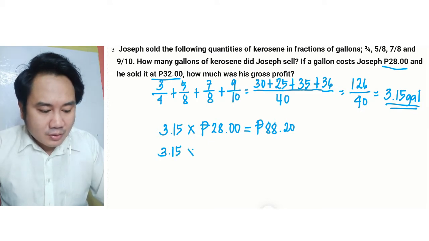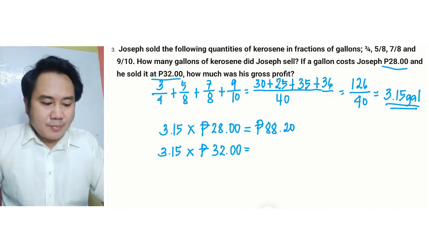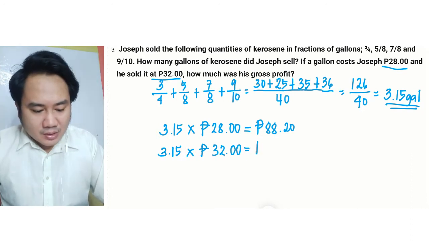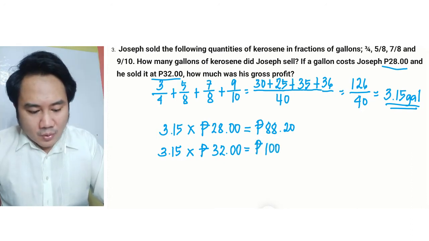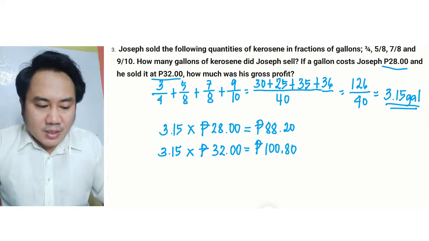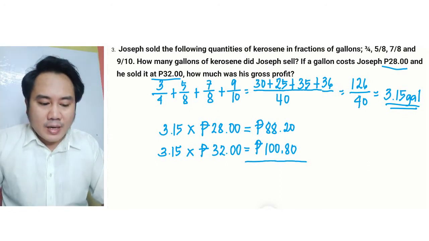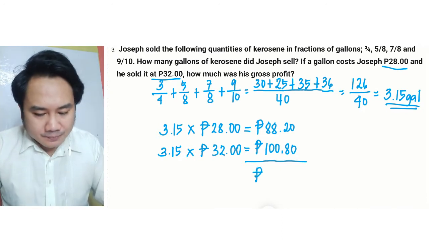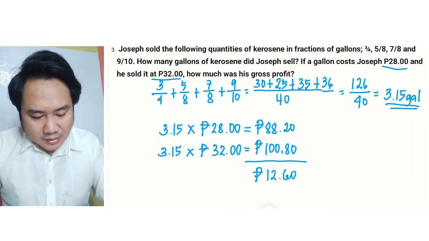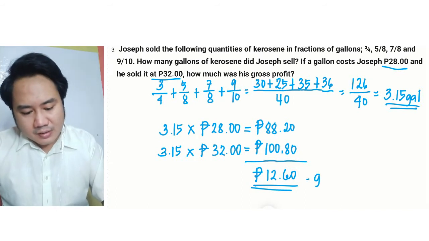And then, binenta niya yon sa halagang 32 pesos. So, 3.15 times 32 pesos is 100 pesos and 80 centavos. To determine Joseph's gross profit, isa-subtract lang natin itong dalawa. So, 100.80 minus 88.20 is 12 pesos and 60 centavos. This is his gross profit.